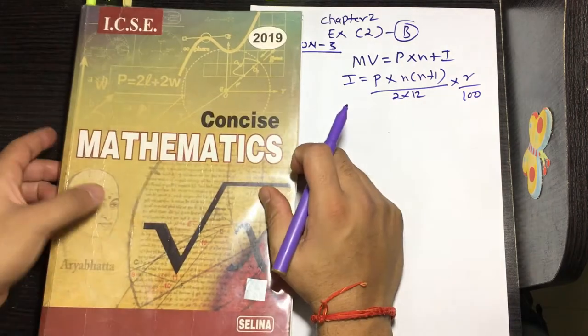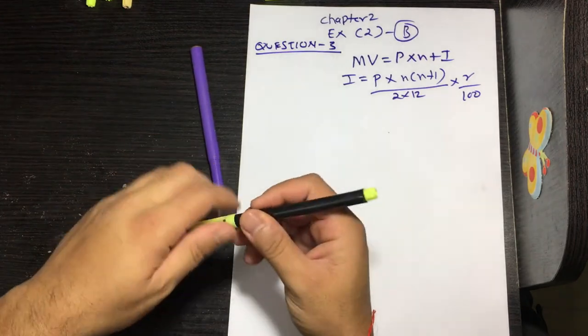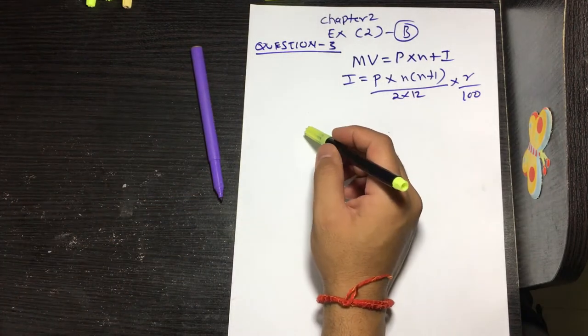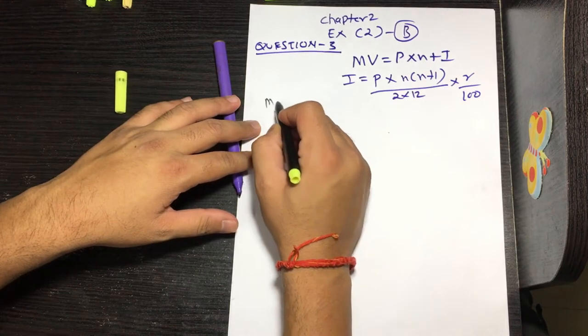So let's get it started. So let's solve the question. Let me write a few things which are given in the question. So the first thing given in this question is the maturity value.